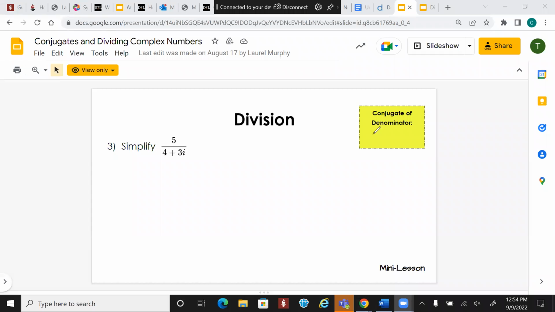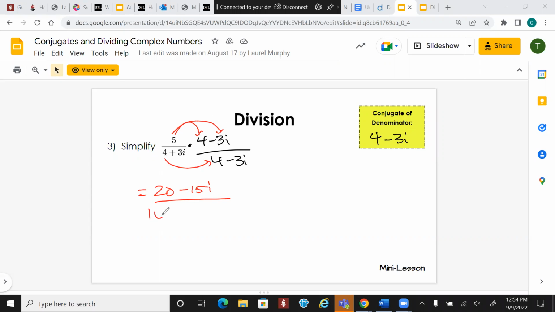All right, so the conjugate of this one is going to be 4 minus 3i. We're going to multiply that in the top and in the bottom. So we're going to distribute. 5 times 4 gives us 20. 5 times negative 3i gives us negative 15i. 4 times 4 gives us 16. 4 times negative 3i is negative 12i. 3i times 4 is positive 12i. And 3i times negative 3i is negative 9i squared.